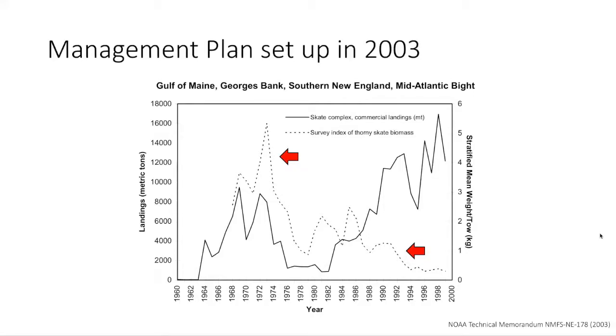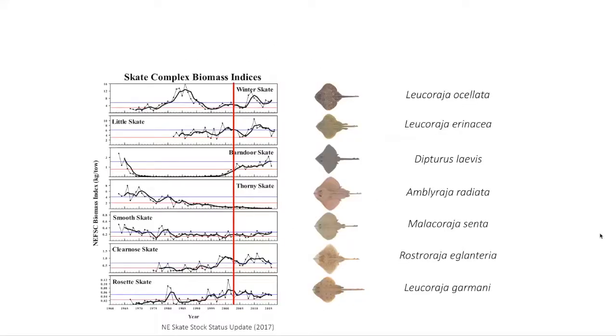Well, this has prompted a management plan to be set up. And this was set up in 2003 to actually manage and protect the thorny scape populations in New England waters. So in this graphic, you can see a bold red line that corresponds to 2003, and we can see 7 different scapes and their population numbers, their biomass index specifically, and how it has been changing over time.